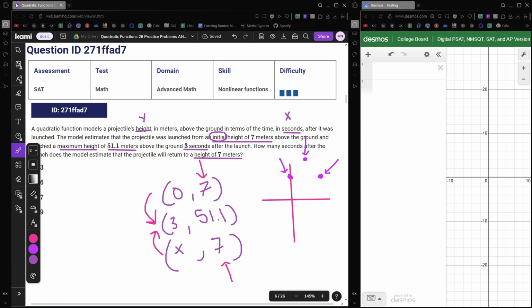And once again, the distance from here to the vertex is the same as the distance from the vertex to here. So the distance from 0 to 3 is of course 3, so that means that the distance from 3 to x will also be 3. So 3 plus 3 is 6. That means the value of x will be 6.